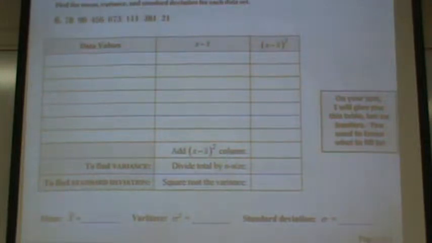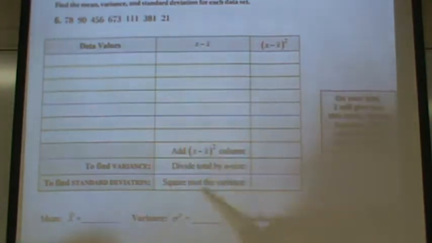Alright, this is 11.6 day 1 homework. We have 3 problems. We're finding the mean, the variance, and the standard deviation for each set, and we're finding it by hand using the chart. Remember, there will be a question like this on your test. You will not be given the headers in the table. You will have to know how to fill the table out on your own.